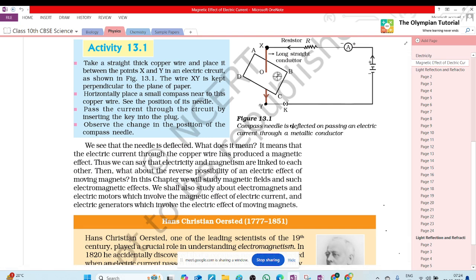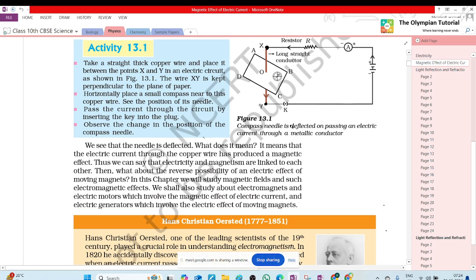We shall also study about electromagnets and electric motors, which involve the magnetic effect of electric current, and electric generators, which involve the electric effect of moving magnets.